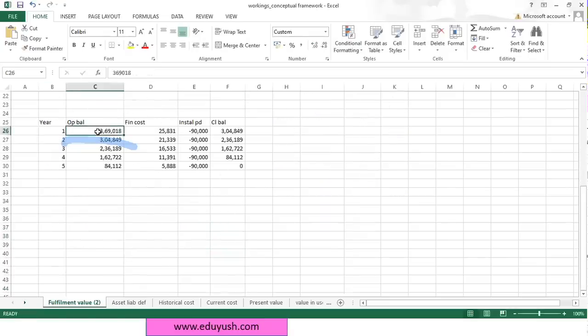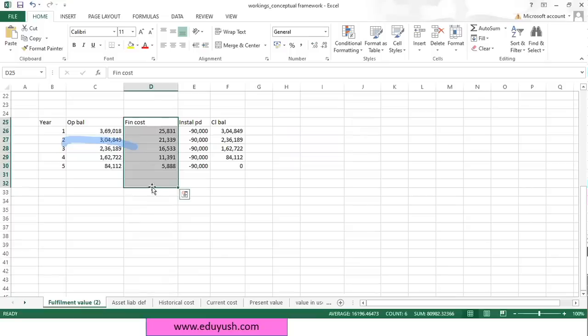So I will record the transaction at 369 in year 1. Finance cost is going to be 7% of this, and we repay the installment of 90,000. So the closing balance is the total of the 3. You can see 369 became 3,04,000. Next year it became 236, then 162, then 82, and then it became 0. All this is recorded in the SOPL as finance cost in individual years. Debit finance cost, credit loan, in each of the years. Is that clear? Okay.